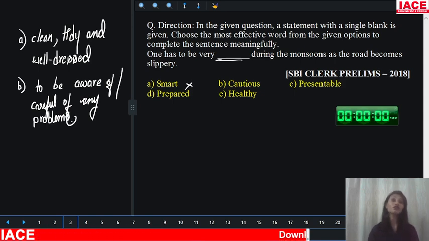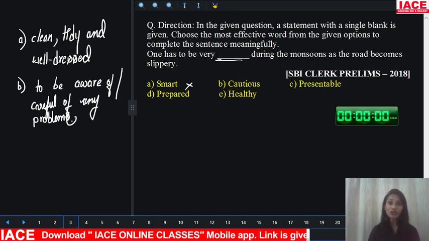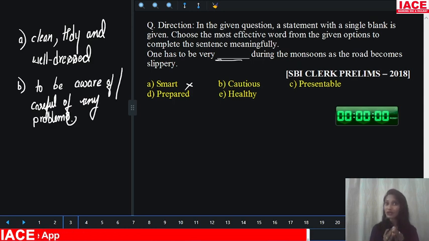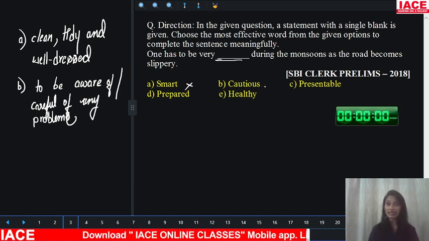That means you have to be careful to avoid any potential problems. You understand what I mean here? Cautious means you have to be careful to avoid any potential problems. That means if any problems are there, you have to avoid them. In order to avoid that, you have to be cautious. So here one has to be very cautious during the monsoons as the road becomes slippery. Yes, it is giving sense.